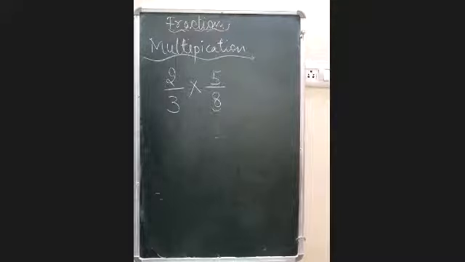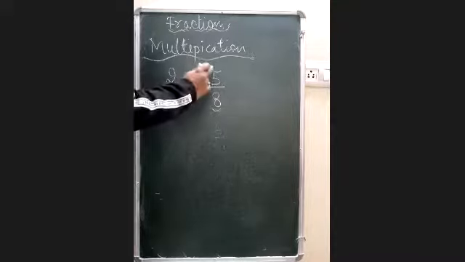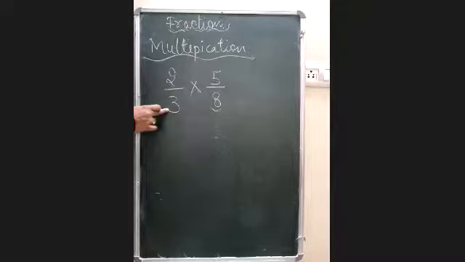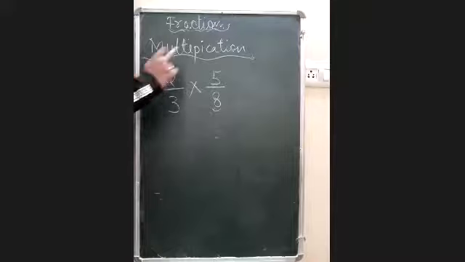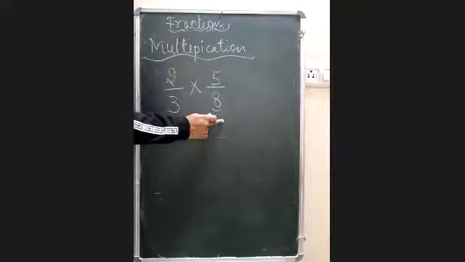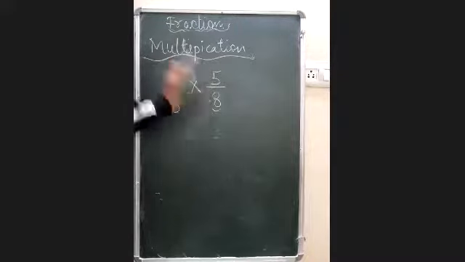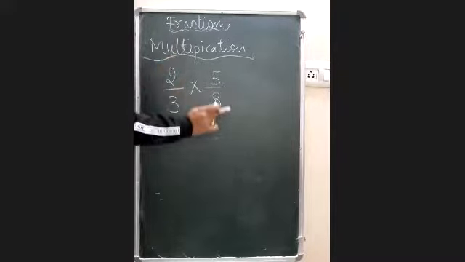Cross check means we see numerator with denominator, denominator with numerator, whether anything is cancelling. If they are cancelling, it means we will cancel it and then we will move further. Okay? Now let us see. 5 and 3 are not cutting. 2 and 8 yes, cutting. 2 and 3 not cutting. 5 and 8 not cutting. Only 2 and 8 are cutting.